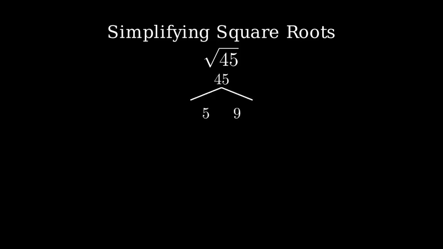First, we can split 45 into 5 times 9. 9 can be further broken down into 3 times 3. Now we can write 45 as the product of its prime factors. 45 equals 5 times 3 times 3.